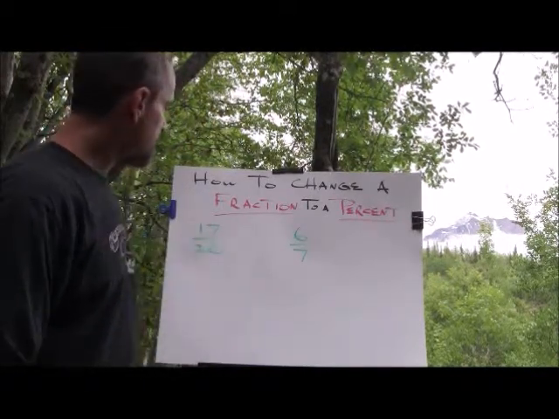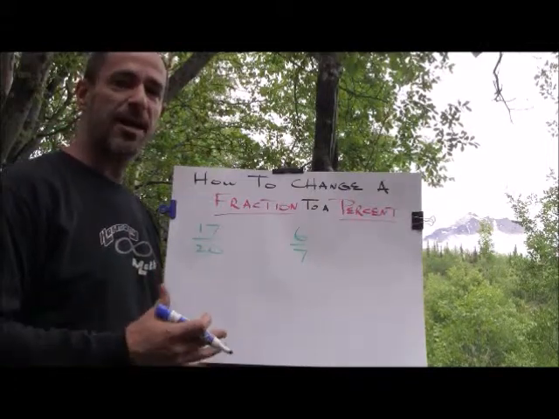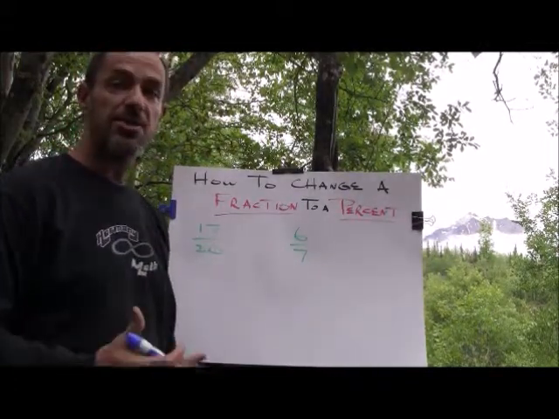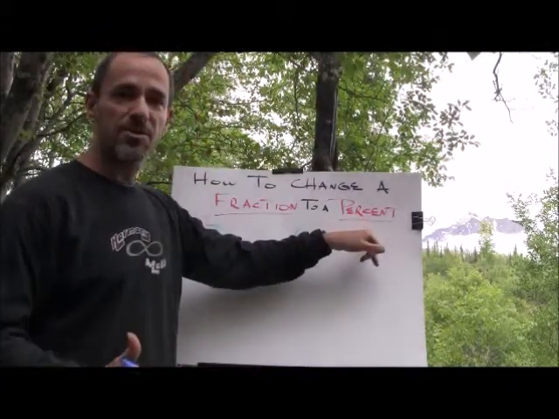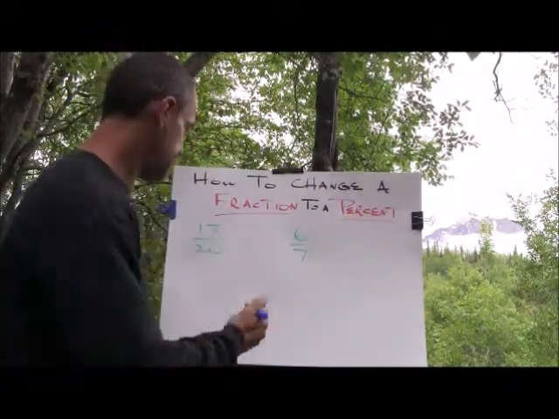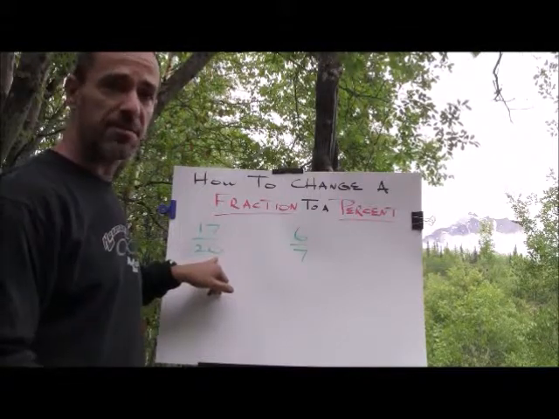When we start with 17 out of 20, the easiest way to change a fraction into a percent is to change it into a fraction out of 100. Because basically, what does the word percent mean? It means out of 100. So can we do that with 17/20ths? We can.